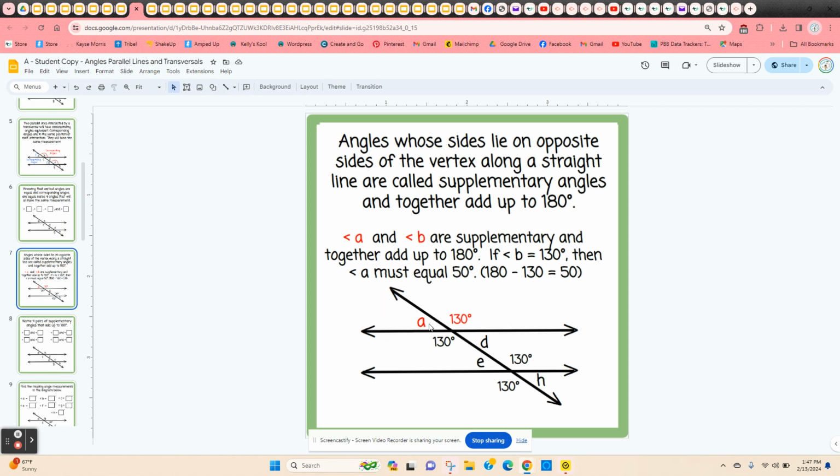Now these two angles measure 180 degrees if you add them together. So we call them supplementary angles. So A and 130 are supplementary. We can find the value of A by just taking 180 degrees and subtracting 130.